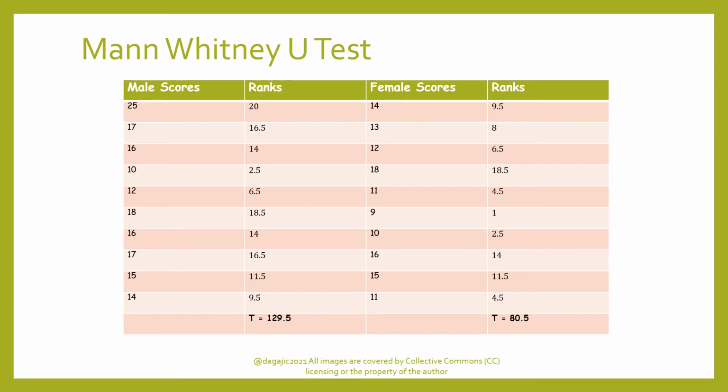The ranking is the area on this test where you're likely to go wrong and make silly errors. So do take your time and double check your rankings. What you then need to do is add up the sum of ranks for N1, our male scores, and the sum of ranks for N2, our female scores. So the sum of ranks for N1 is 129.5 and the sum of ranks for N2 is 80.5.